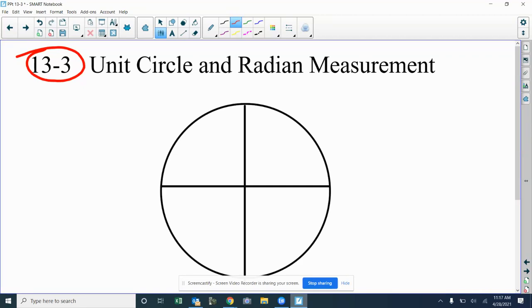All right, as we start to work on this unit circle, today we're just gonna concentrate on the 16 special triangles within the unit circle and the radian measurement, okay? Tomorrow we'll get to the sine and cosine.